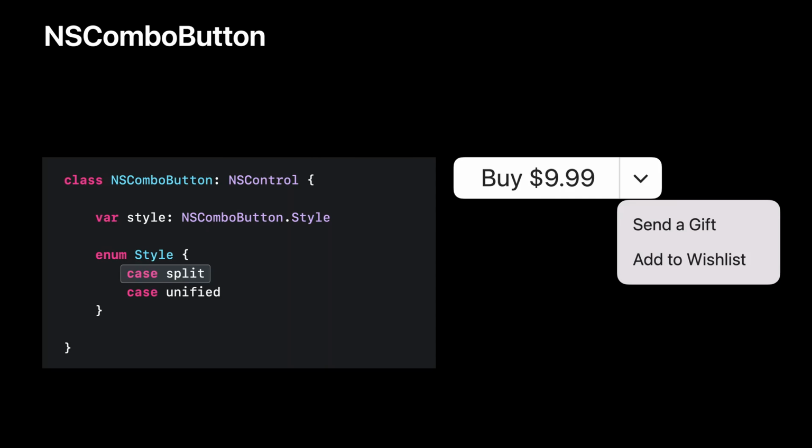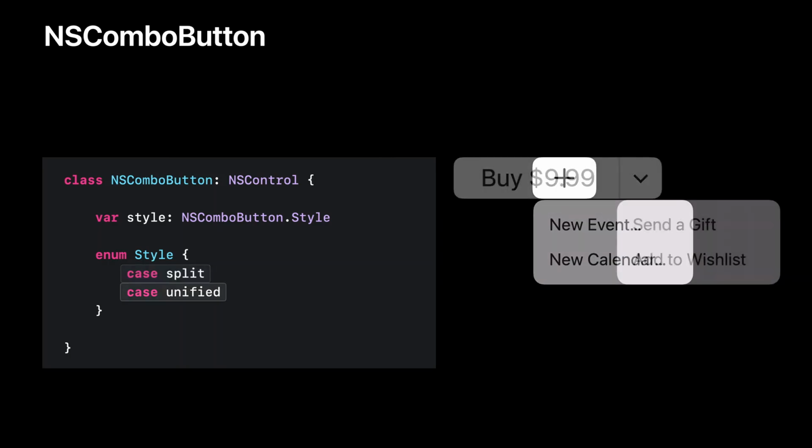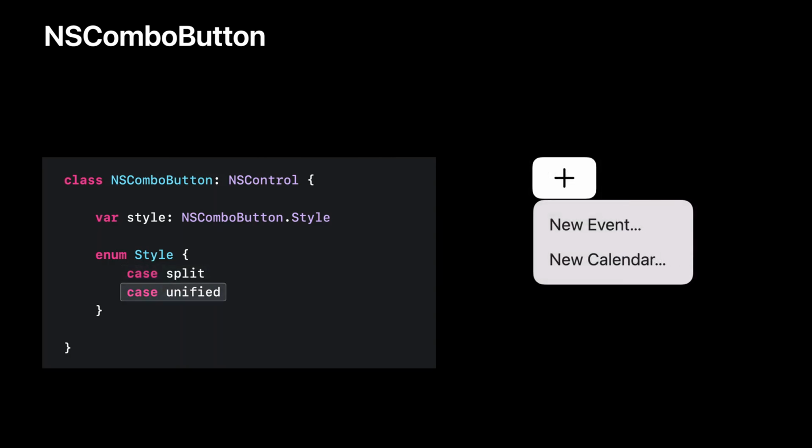The default style is called Split, and it includes a separate arrow portion just for the menu. The second style, Unified, looks much more like an ordinary button. This style performs its primary action on click, and it presents its menu if you click and hold. And that's NSComboButton.